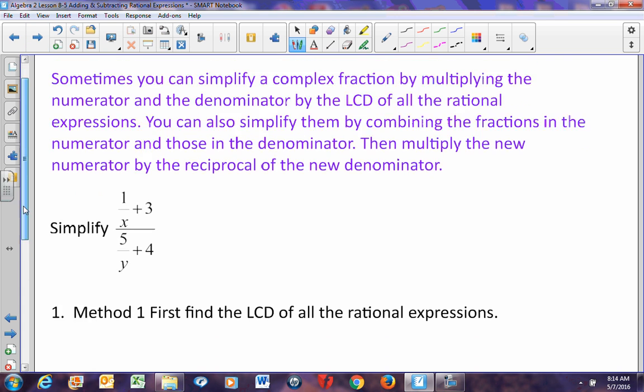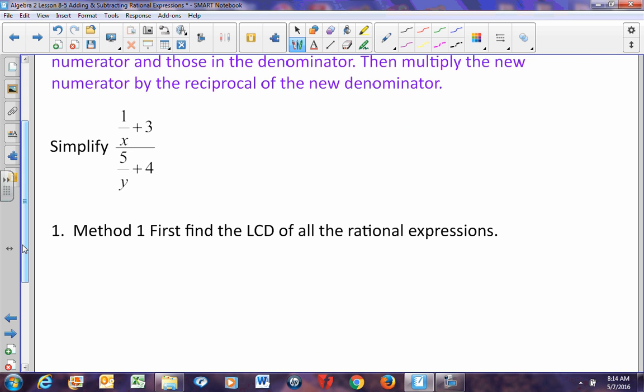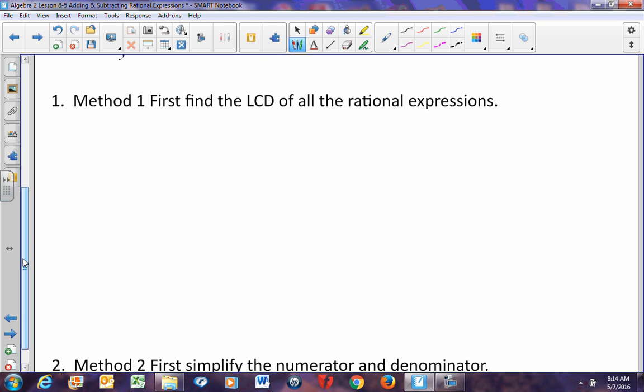Remember, a complex fraction just means it's a division. This basically says 1 over x plus 3 divided by 5 over y plus 4. That's all it's saying. So if you remember from algebra or from basic general math when we dealt with fractions, once you get this answer here, all you have to do is change this to a multiplication problem and then write the reciprocal of this answer here. So let's do this two different ways, and you can choose the way you like better. I don't care which way you use as long as you get the correct answer.